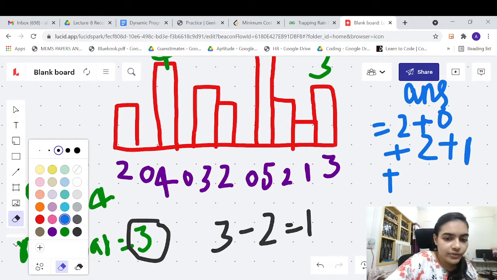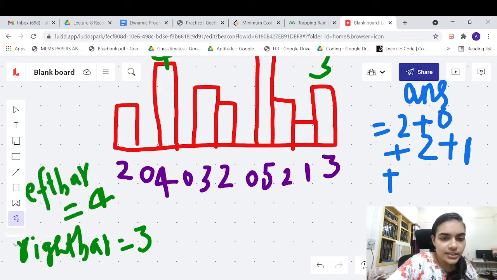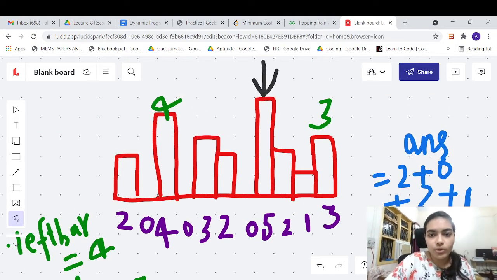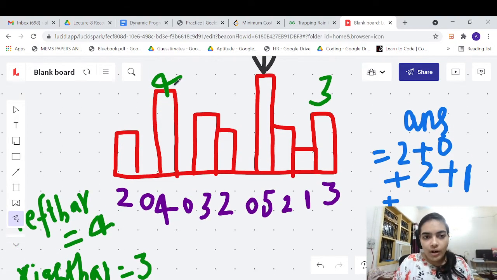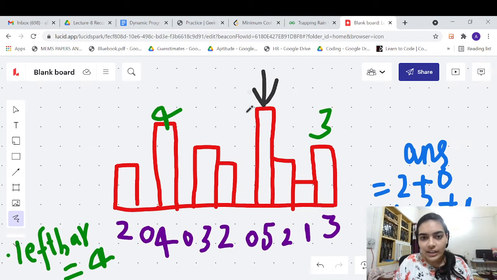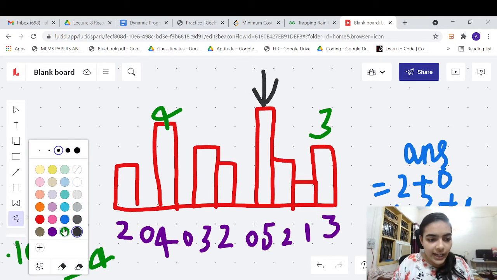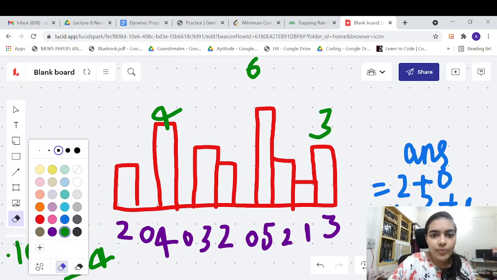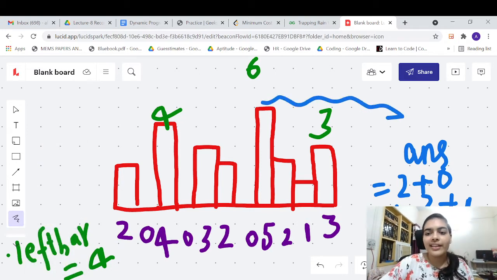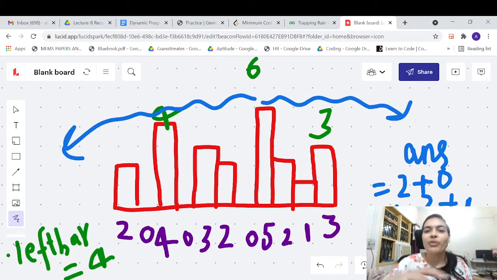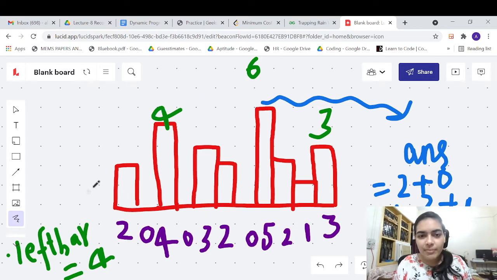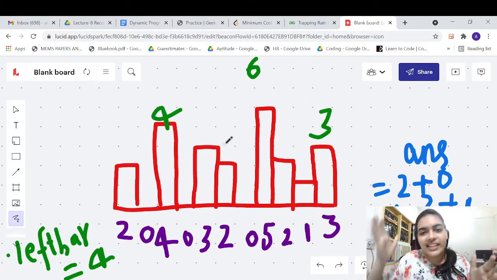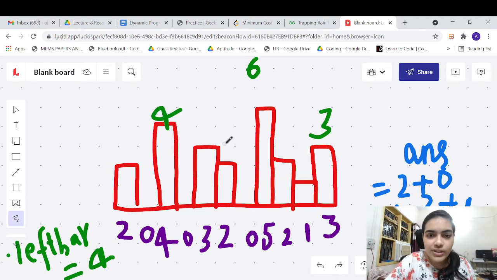Okay, now we will move forward to the next element. Which element will we go to? We will go to this particular element. Till now our left bar was 4 and the right bar is 3. Now we have reached an element that is bigger, an element having height 6. Can it store any water? It cannot store any water, because it will not get support from the left side or from the right side. It will anyway spill, because 6 is a very high height and there is nothing on the left or right to support it.